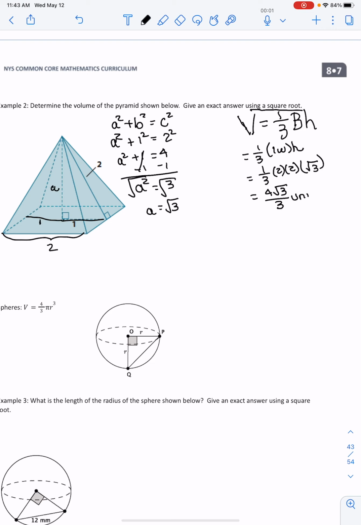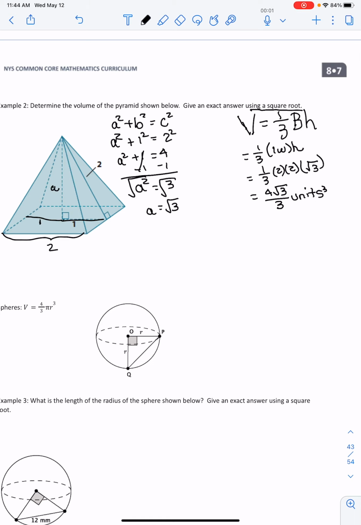units cubed. And that is my actual answer. Okay, that's my actual answer. It can be written this way. It can also be written 4/3 square root of 3. It's the same thing. Okay.